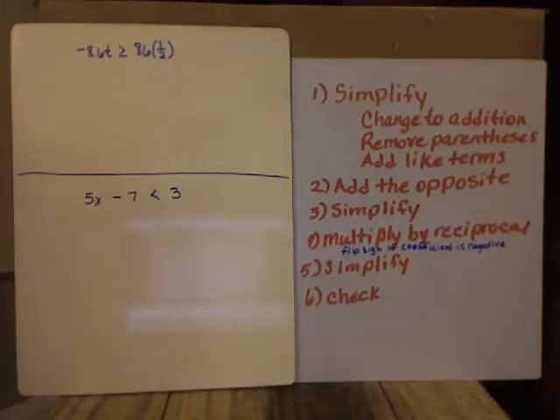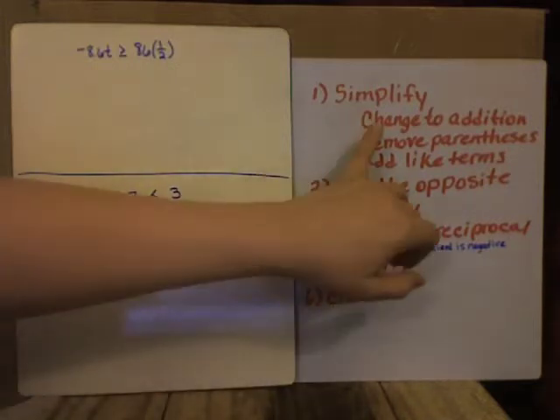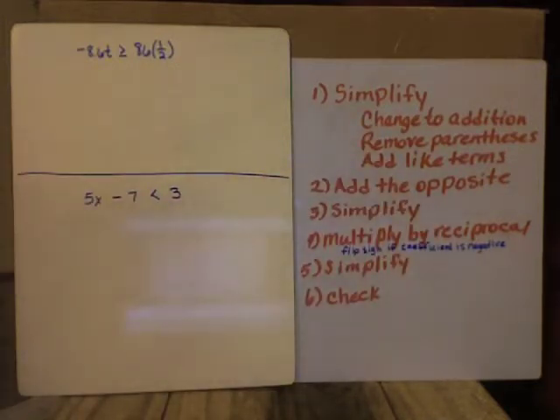This is the problem that we're going to start with. And the first step is to simplify the problem out. So change it to addition if we have anything that we need to change, and there's nothing in this problem. Remove parentheses is next, and we do have parentheses, so we can go ahead and take care of those.